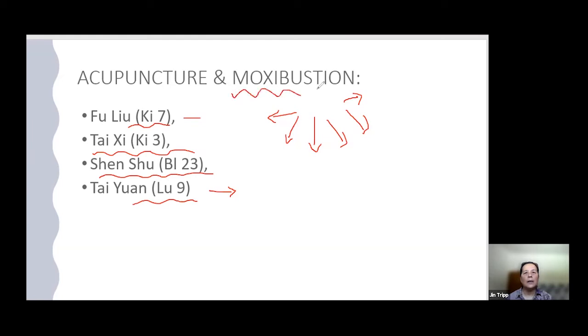So in different situations, it depends. If there is severe heat, maybe moxa is not good. If there is not severe heat, we still can do moxa for tonification. Moxa is generally said to be better for tonification than needle.